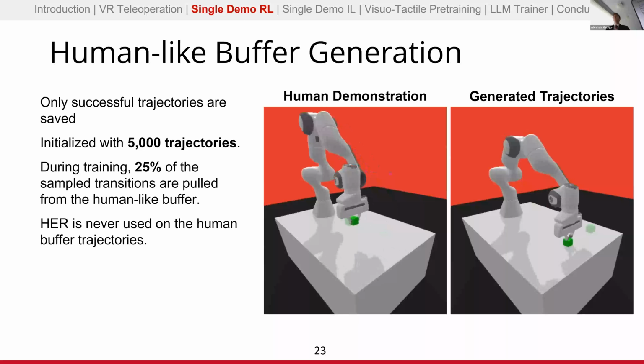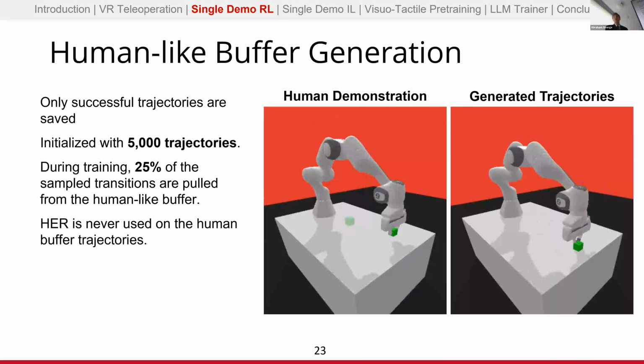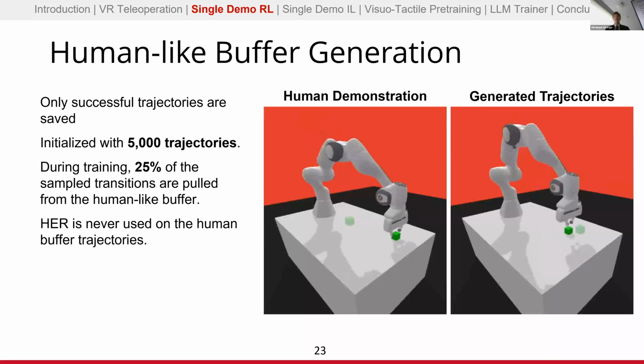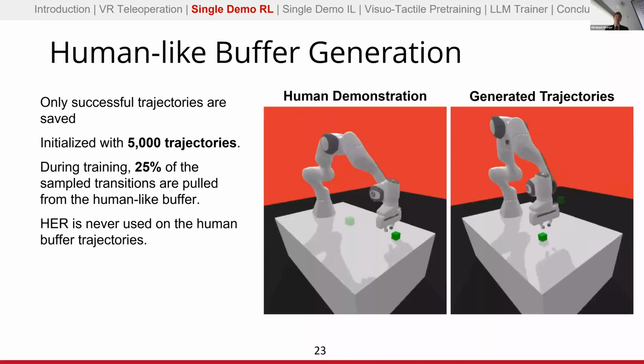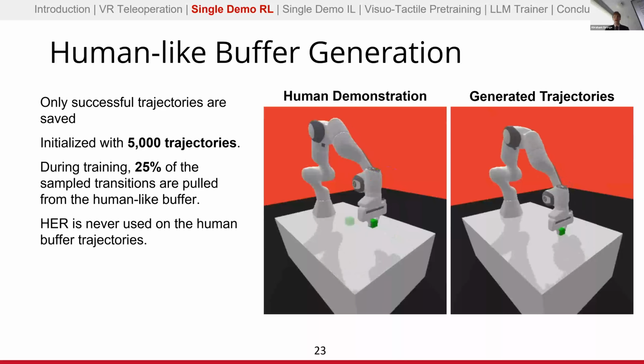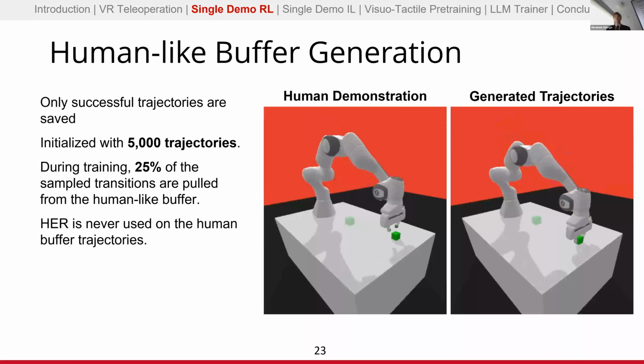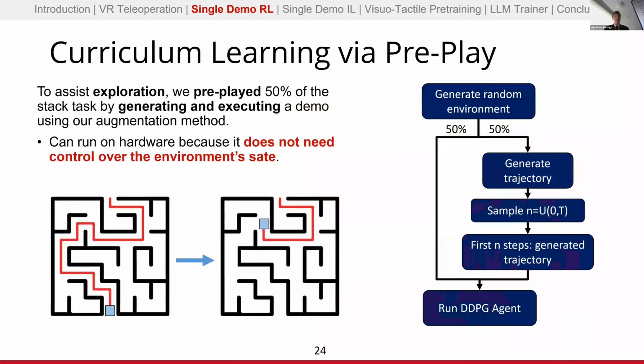25% of the time, we would pull from the standard replay buffer. We instead pull from our human demonstration replay buffer. And then additionally, hindsight experience replay is never used on the human buffer trajectories because they're successes. We discard the failures because we have access to a bunch of these, so we might as well just generate a whole bunch and save the successes. They're more useful.